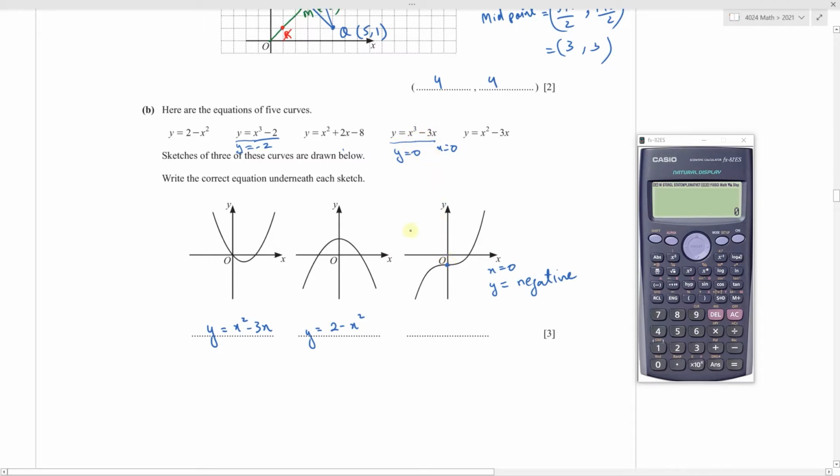So this is not passing through the origin. In fact, when x is 0, this is negative, and when x is 0, this is minus 2. So this is the equation which represents this curve. So this will be y equals x cube minus 2.